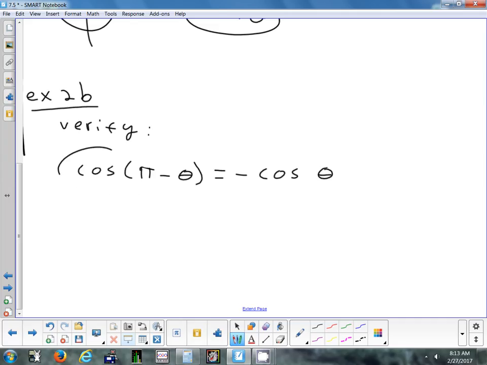So again, I'm going to start with the side that looks more complicated. And what I just circled, what is that? How would we classify what I just circled? It's a cosine of a difference. When we're done, we're going to have 6 options: sine, cosine, or tangent of a sum or difference. This is cosine of a difference. So we'll write it out.